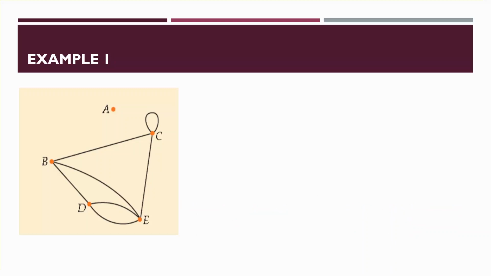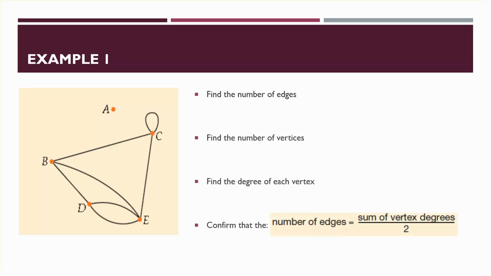Now, getting into some examples. We're going to use this network and find out a few things. So what is the number of edges on this? If you've taken some time, we'll actually answer each of these questions. Find the number of vertices, find the degree of each vertex, and we're going to confirm that this rule applies for this network. So what is the number of edges? Well, we can just simply draw on here and count them. There's 1, 2, 3, 4, 5, 6, 7. The number of edges would be 7.